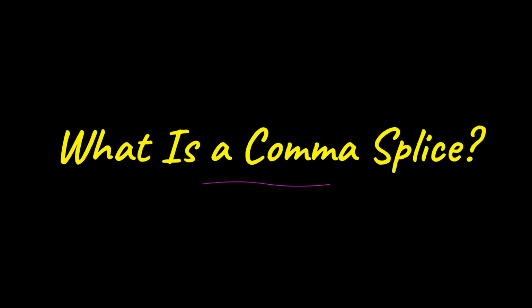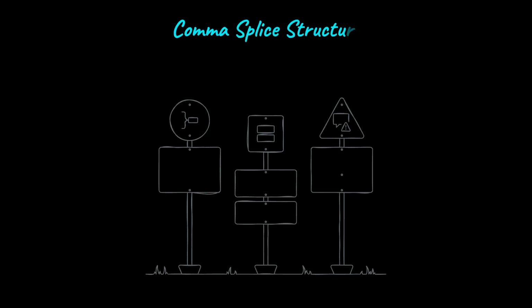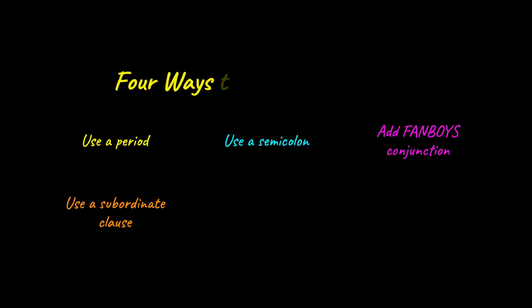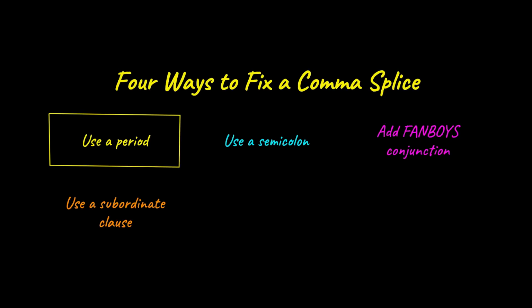A comma splice is one of the most common punctuation errors tested on entrance exams. It happens when 2 independent clauses, each a complete thought with its own subject and verb, are joined by only a comma, which is too weak to carry that grammatical weight. Each independent clause contains a subject and a finite verb and can stand alone as its own sentence. When only a comma sits between them, the punctuation fails to signal the boundary, and that failure is the comma splice.